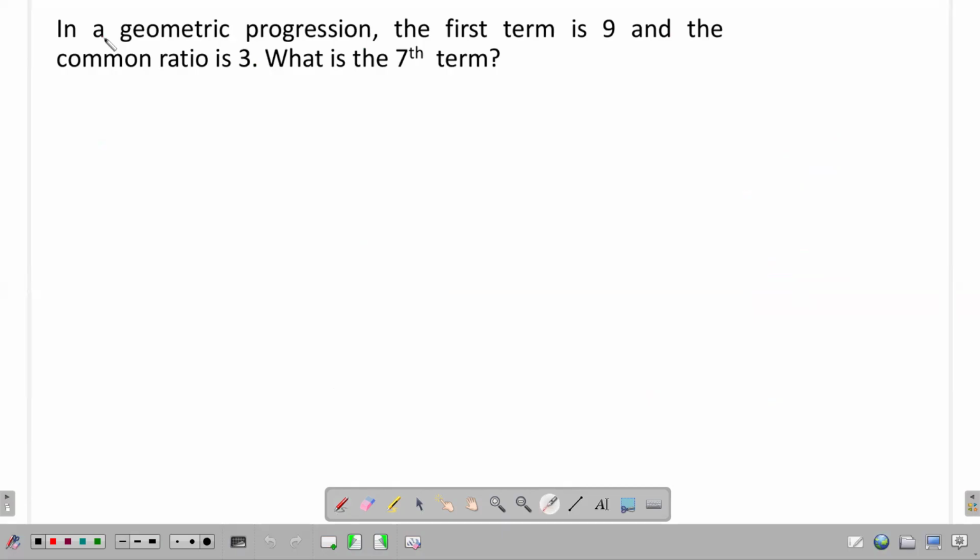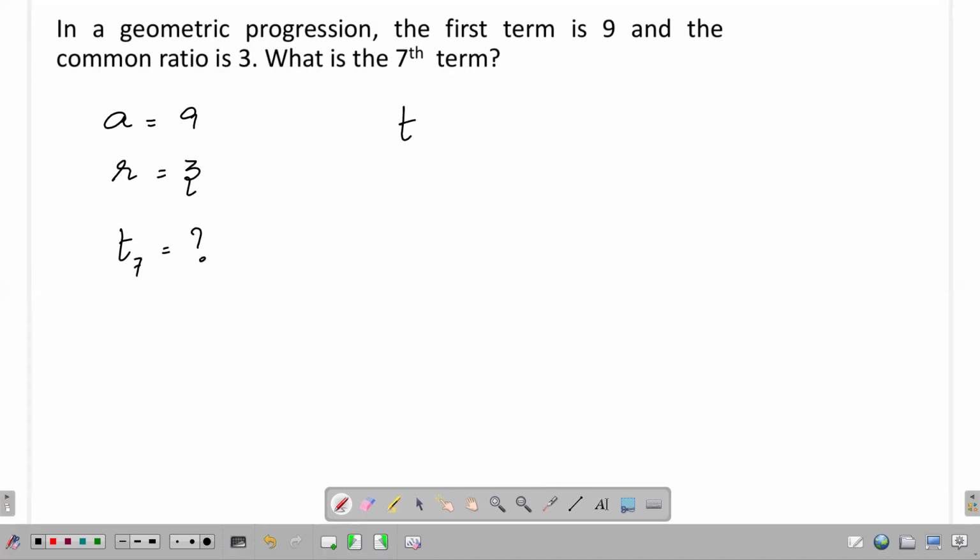It is given in a geometric progression, the first term is 9 and the common ratio is 3. You are asked to find what is the seventh term. So the first term is 9. The common ratio is equal to 3. You are asked to find what is that seventh term.